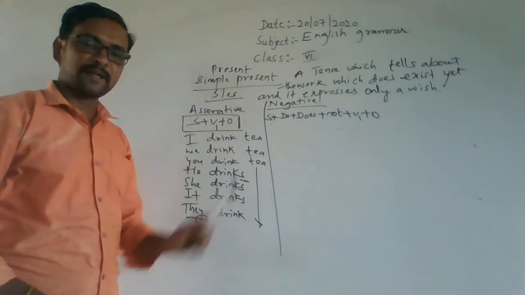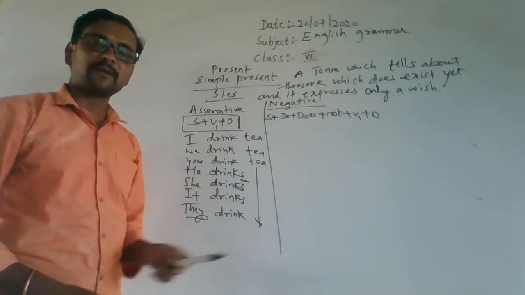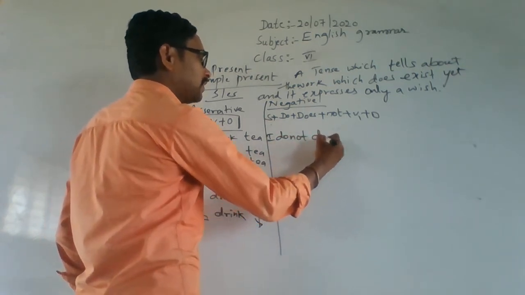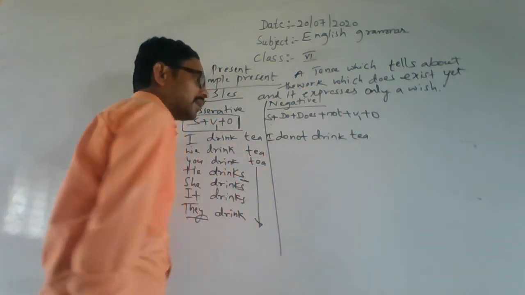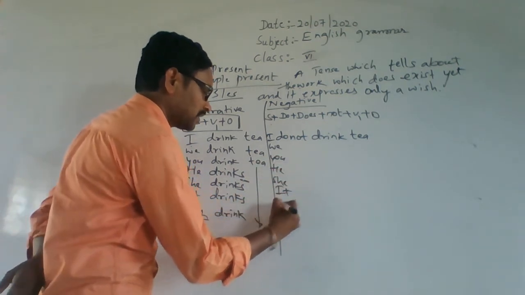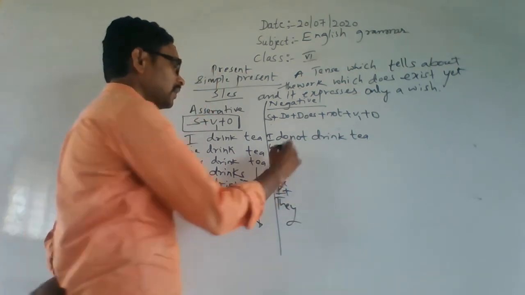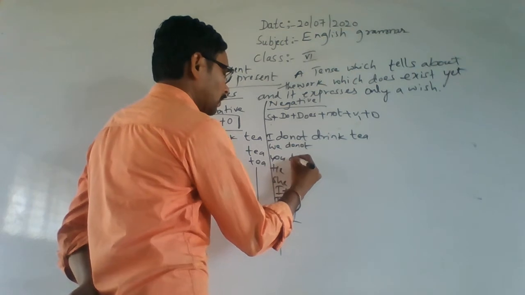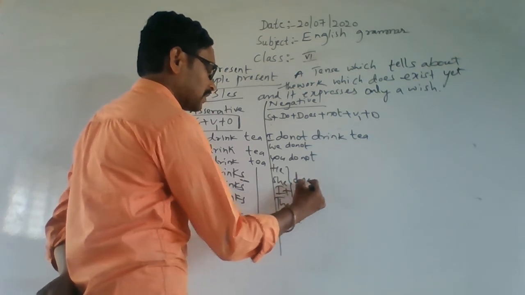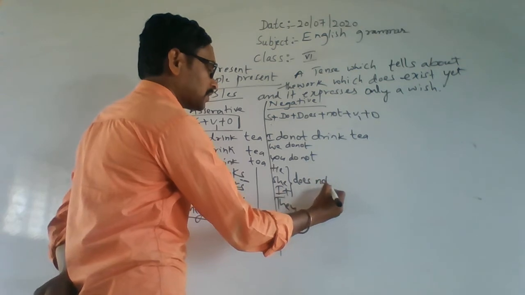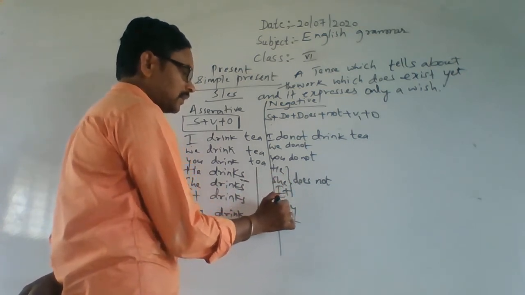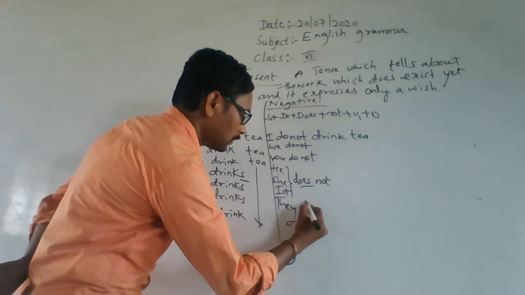So let's see how to make a negative. I drink tea. How do you make it negative? I do not drink tea. Then we, you, he, she, it, they. We do not, you do not, here also no more changes. But he, she, it takes what? Does. He, she, it take does not. Don't use does in any other way, only with he, she, it. Then here do not.